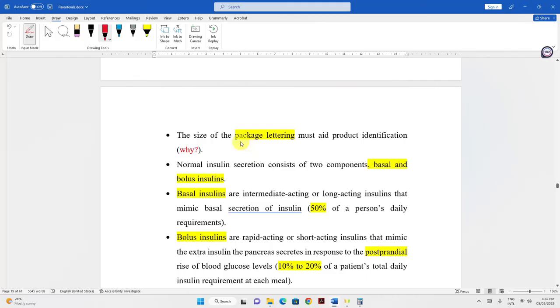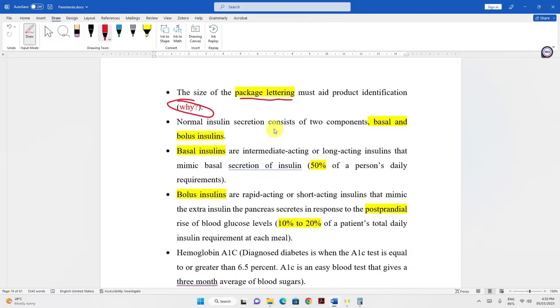Now you will notice that the packaging of insulin should have clear marking and clear letters. The lettering should be clear to allow the patient to identify the prescribed insulin product, because there are many insulin products now. You don't want the patient to get confused about which product to use. And don't forget that diabetic patients are usually accompanied by visual impairment or visual problems. That's why the lettering should be very clear and easily identified.